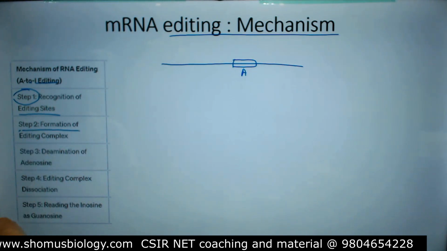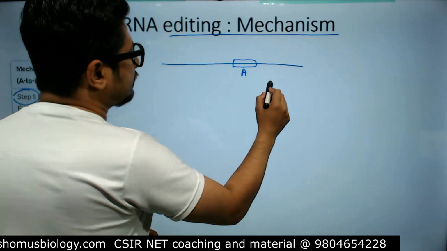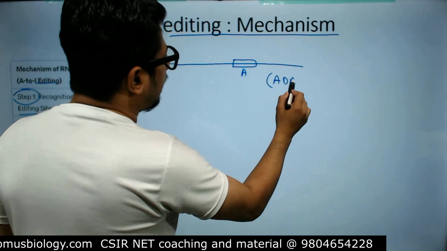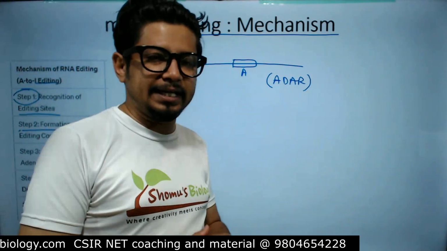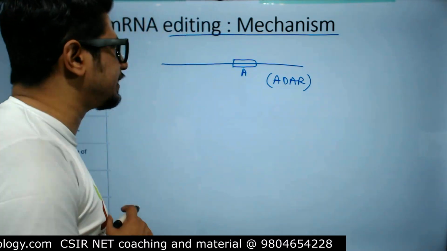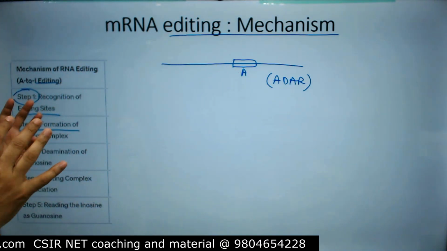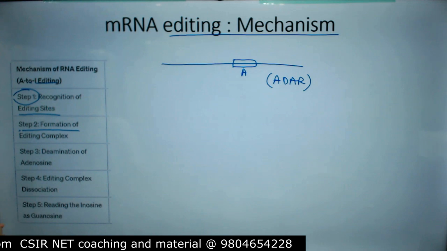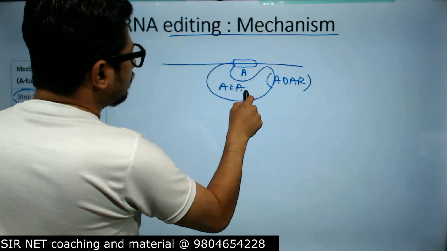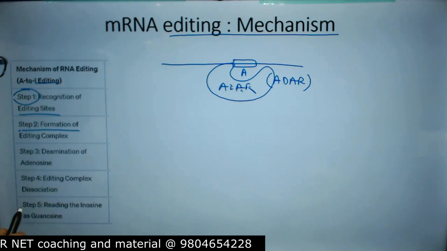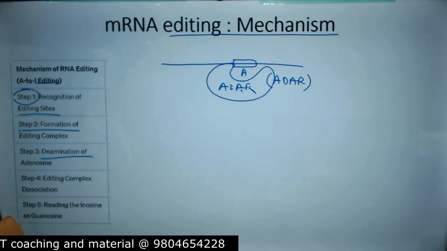And the second step is formation of the RNA editing complex, with all the proteins that are necessary. This is the protein complex known as ADAR. Remember, because this is adenosine, the ADAR complex is needed. That is the adenosine deaminase enzyme complex, which will now stick to this particular location that needs to be edited. So here comes the whole ADAR complex locating itself to the RNA editing site, the site where A is present. Then comes the deamination of adenosine.